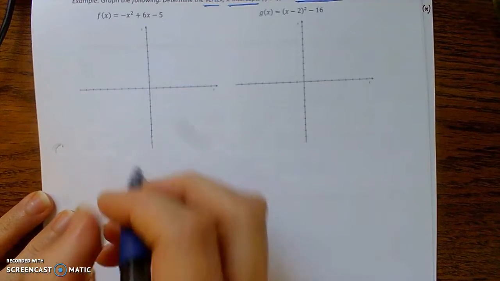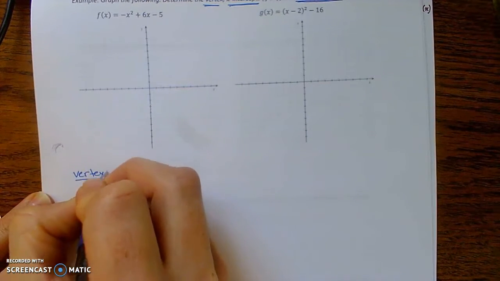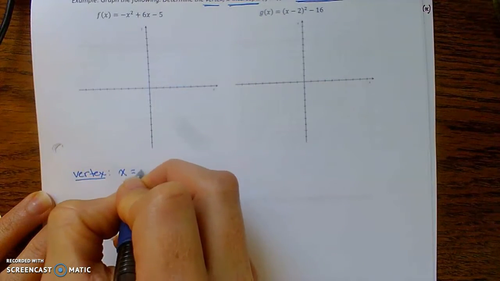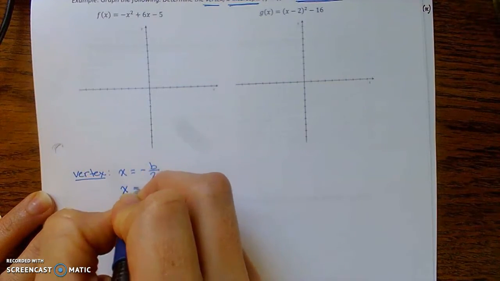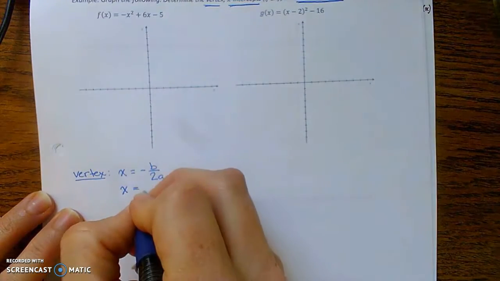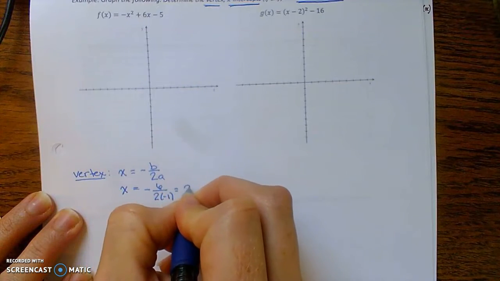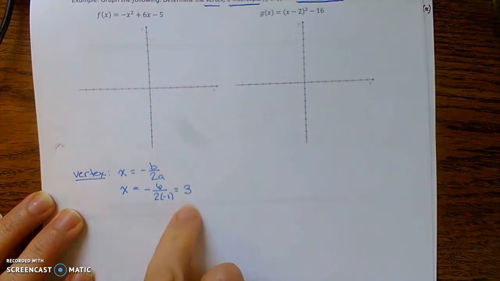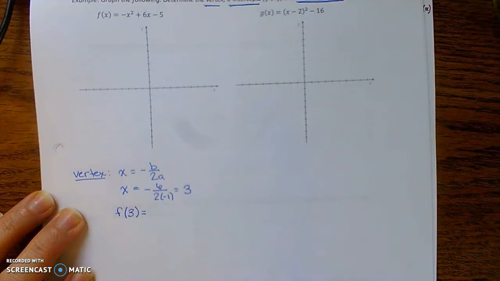First, I'll use the vertex formula. The x-coordinate is negative b over 2a. In our case, b is 6, a is negative 1. So I'll say negative 6 over 2 times negative 1, which becomes a positive 3. Now I have the x-coordinate, and I should plug that in to find the y-coordinate.